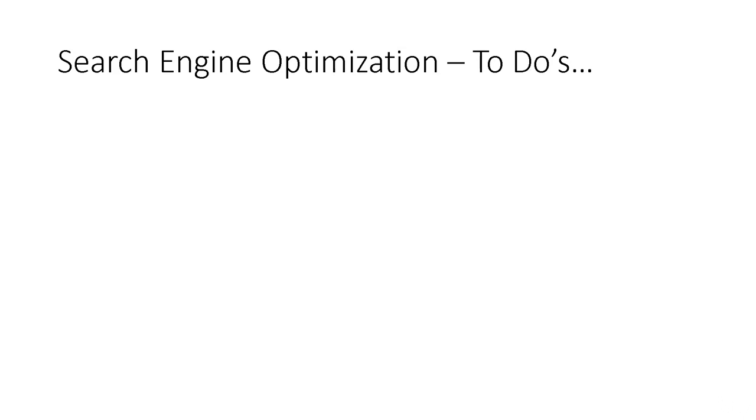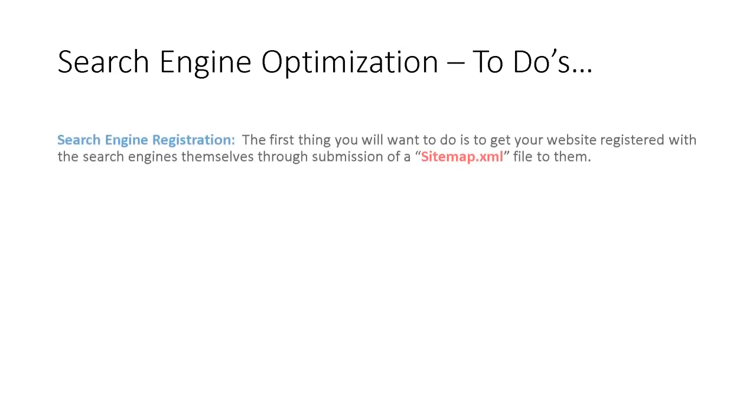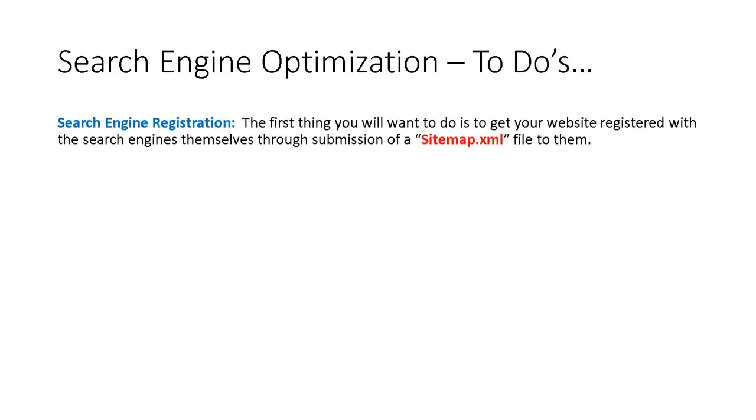First, you have search engine registration. The first thing you will want to do is to get your website registered with the search engines themselves. Most search engines offer you a method whereby you can tell them about your site and site ownership, and you can also tell them what web pages exist on your website through submission of what's known as a sitemap.xml file.